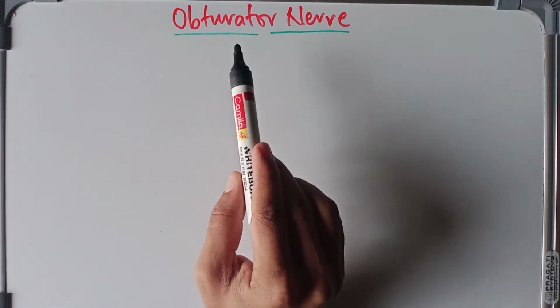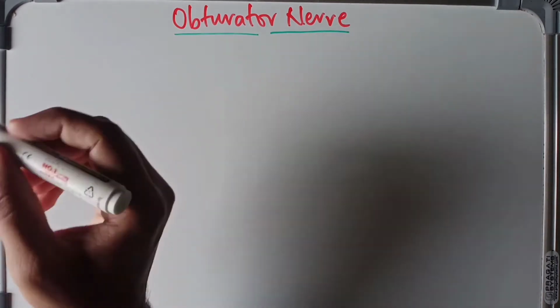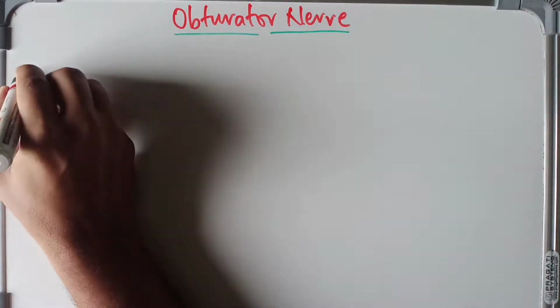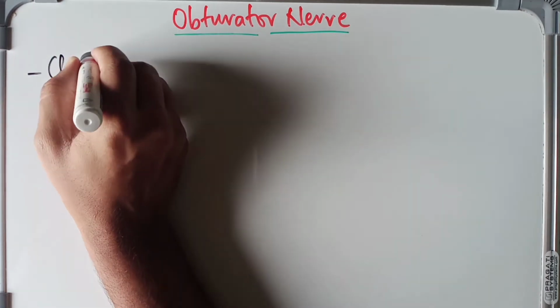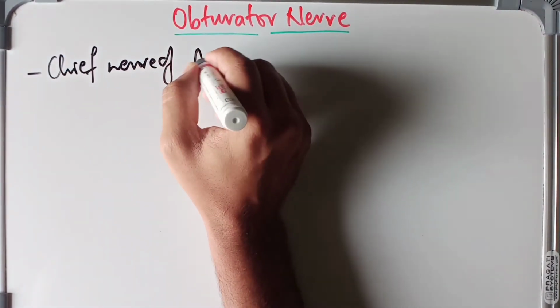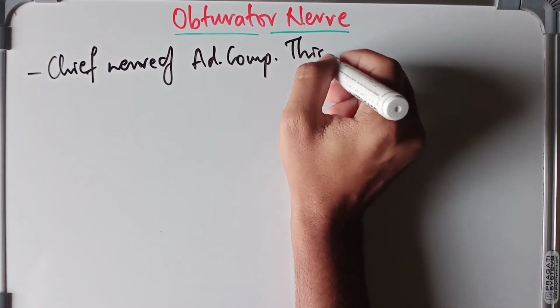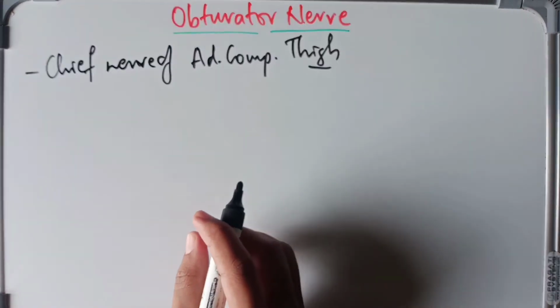Today we are going to discuss the anatomy of the obturator nerve. The obturator nerve is the chief nerve of the adductor compartment of the thigh, that you always need to know.